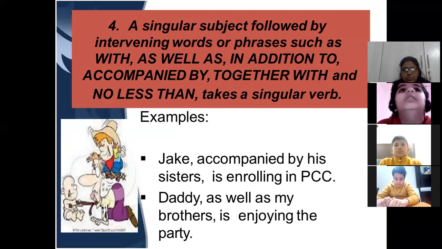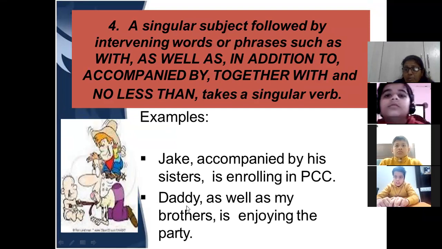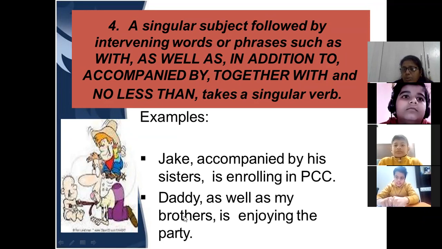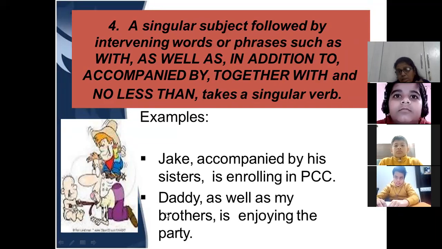See here, if I say this sentence, the second sentence: Daddy as well as my brothers is enjoying the party. Here I am just talking about this particular subject, which is daddy. I am not talking about brothers. They are with your daddy, but here the subject is singular. So that's why I have taken the verb is. Am I clear?